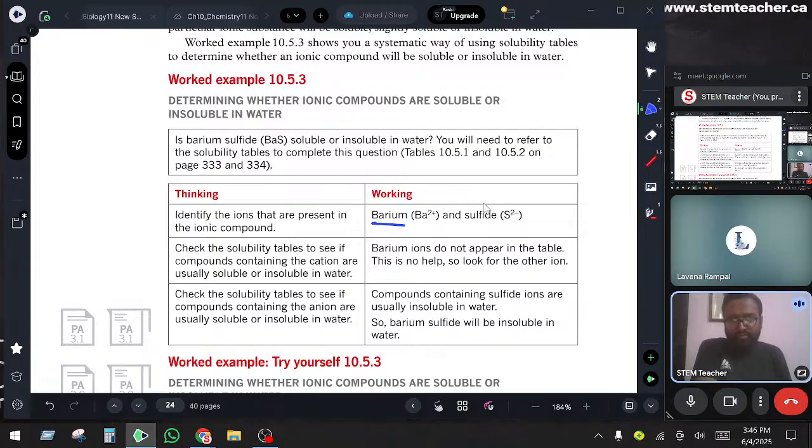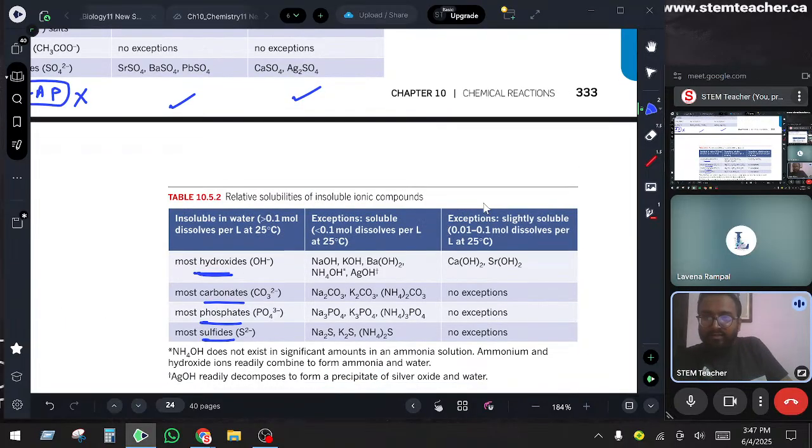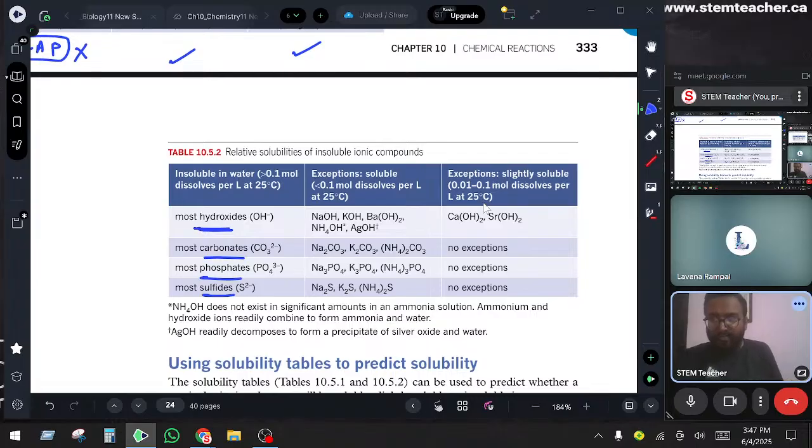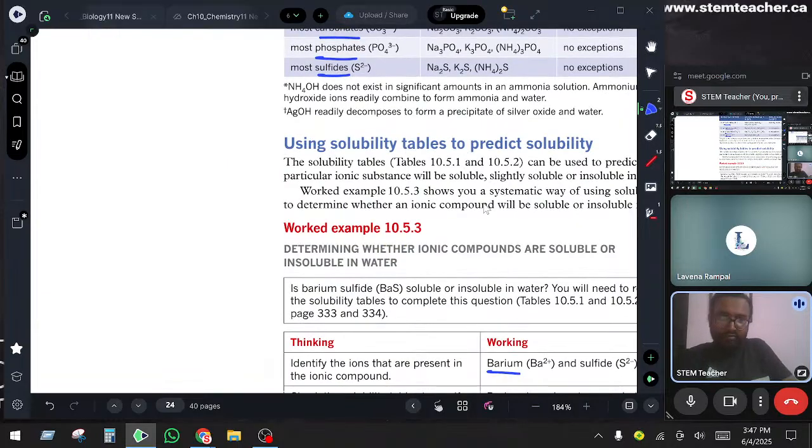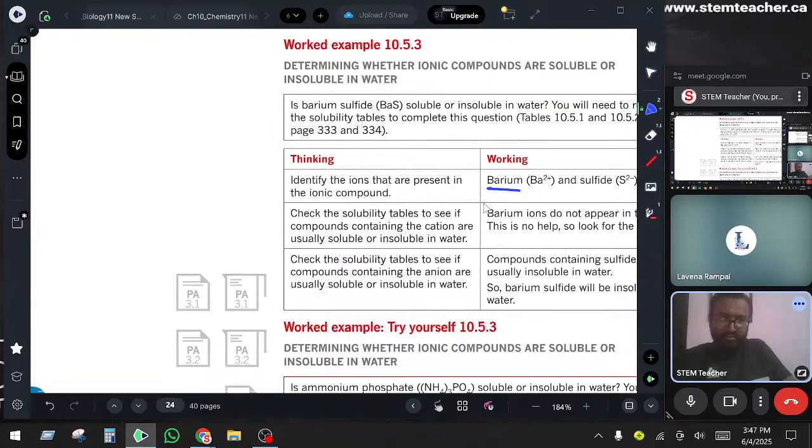Check the solubility table to see if barium ions appear in the table. They do not, so this is no help. So look at the other ion. Barium is not available. In the SNAP rule, chlorides, bromides, nitrates, ammonium, sodium, potassium, acetates, and sulfates are all soluble. Since one is not available, we should find out from the other ion.